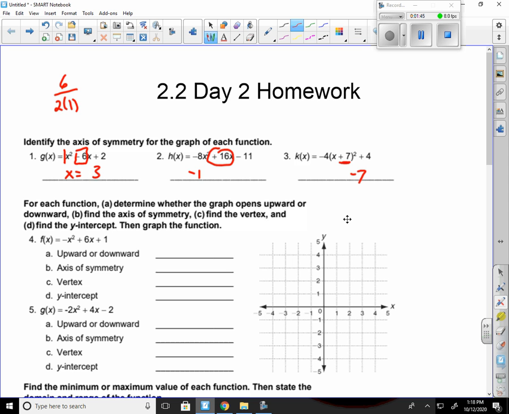For each function, determine whether the graph opens upward or downward. Find the axis of symmetry. Find the vertex and find the y-intercept, then graph the function. So first, does this open upward or downward? Only way to tell that is look at this. If it's positive, it opens upward. If it's negative, it opens downward. This is clearly a negative, so this is going downward.